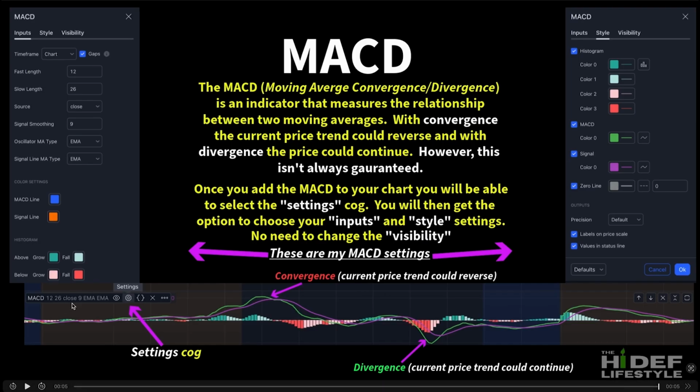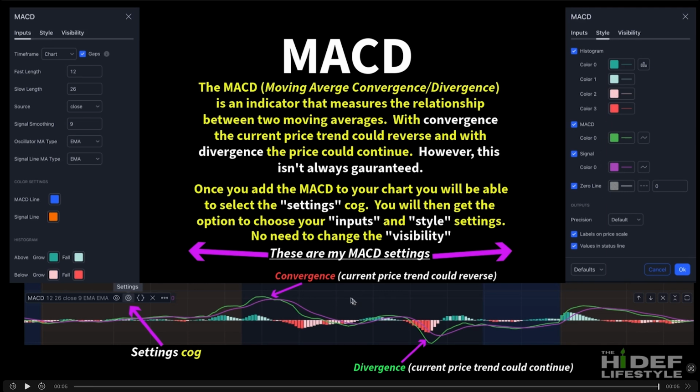Once you add your MACD, you'll be able to click on the settings cog to adjust your settings, and you'll have inputs and style. So on the left hand panel right here, we have inputs highlighted. You can copy these settings for your inputs. And on the right hand side, we have style selected, and you can copy these settings for your style on the MACD.